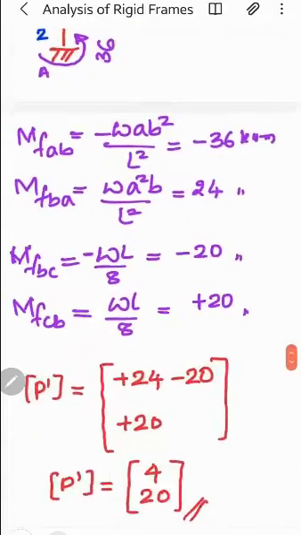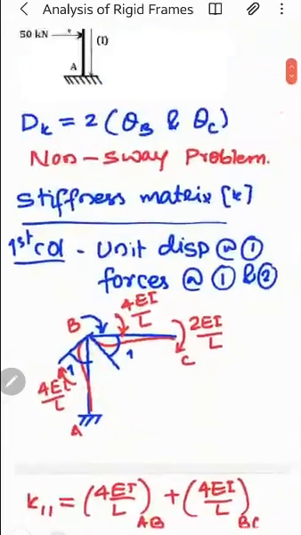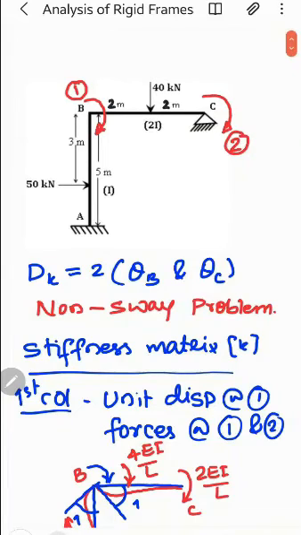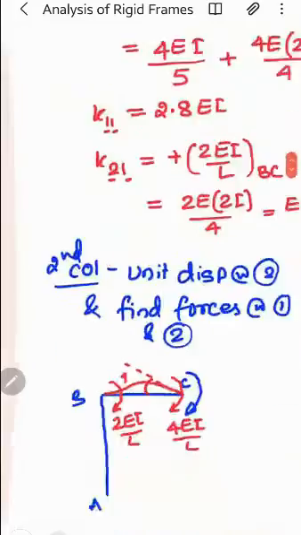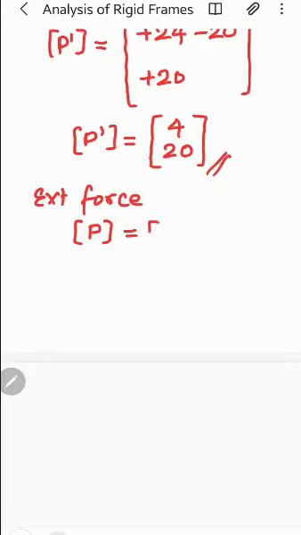External forces, there is no external force here. Along coordinate number 1 and along coordinate number 2, there is no external force. 4 kilonewton meter, 2 kilonewton meter, there is no external couple. You have only external forces like 40 kilonewton and 50 kilonewton. So there is no external force, so the external force matrix P is 0, right?